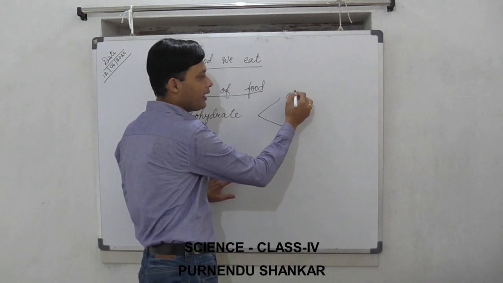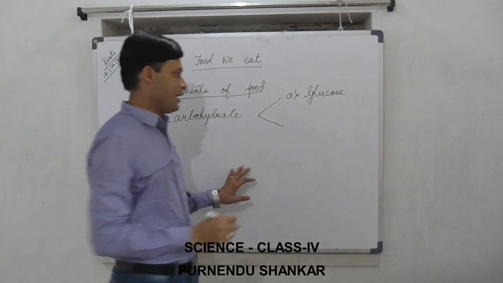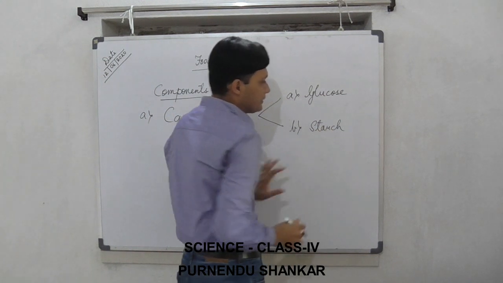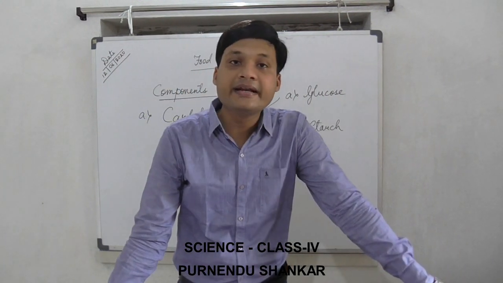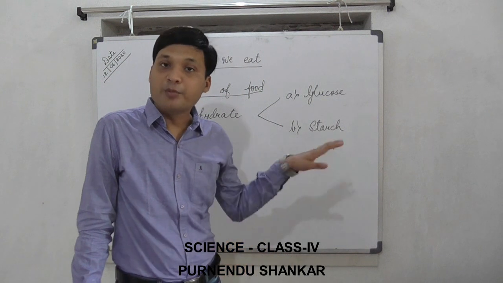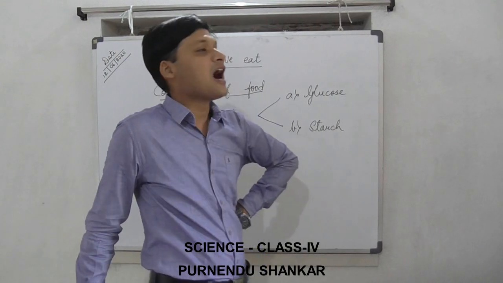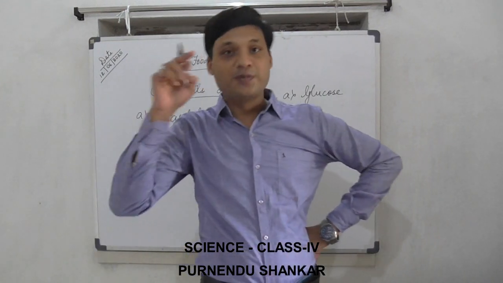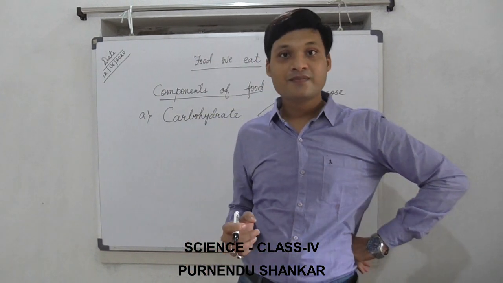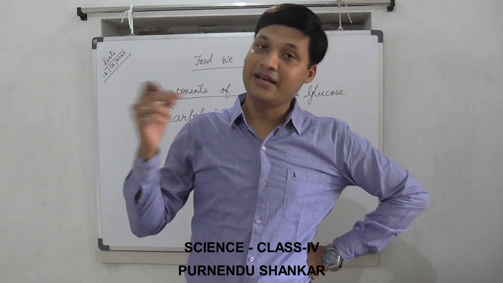This carbohydrate is also of two types. One of them, A, glucose, and B, starch. These two forms provide instant energy. This component is also known as energy giving food. It provides us energy for doing any physical activity. This carbohydrate is needed by those people who are doing more physical activities, like athletes and laborers.